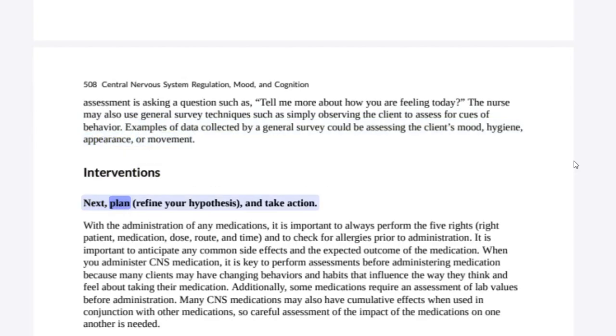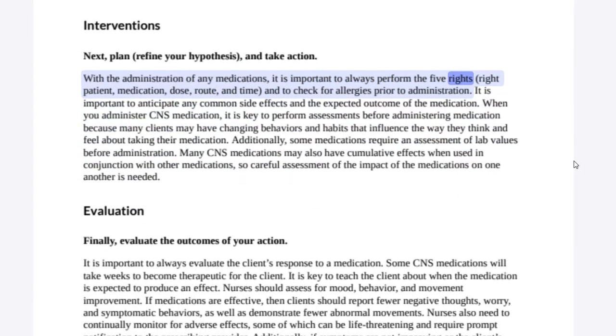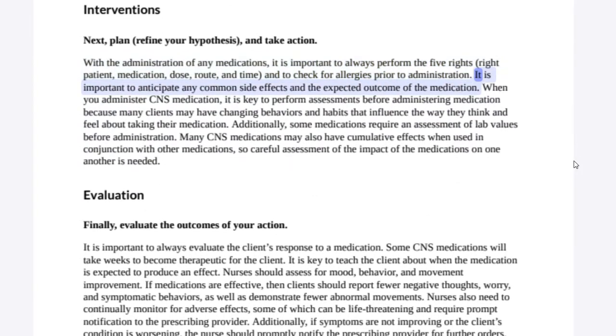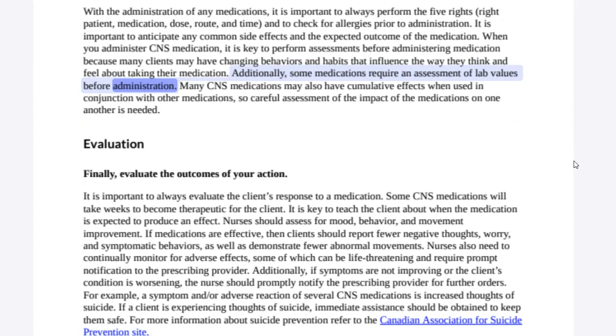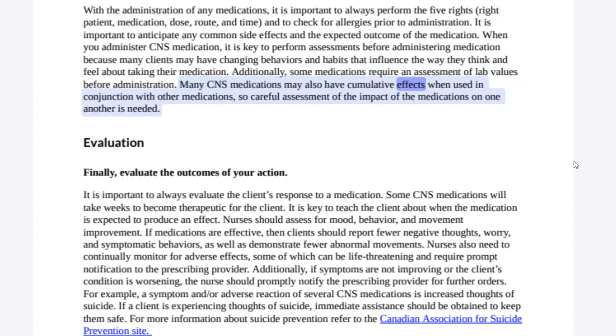Interventions. Next, plan and take action. With the administration of any medications, it is important to always perform the 5 rights and to check for allergies prior to administration. It is important to anticipate any common side effects and the expected outcome of the medication. When you administer CNS medication, it is key to perform assessments before administering medication because many clients may have changing behaviors and habits that influence the way they think and feel about taking their medication. Additionally, some medications require an assessment of lab values before administration. Many CNS medications may also have cumulative effects when used in conjunction with other medications, so careful assessment of the impact of the medications on one another is needed.